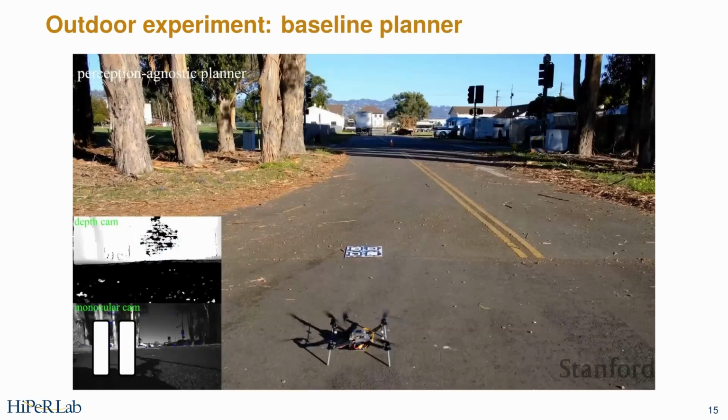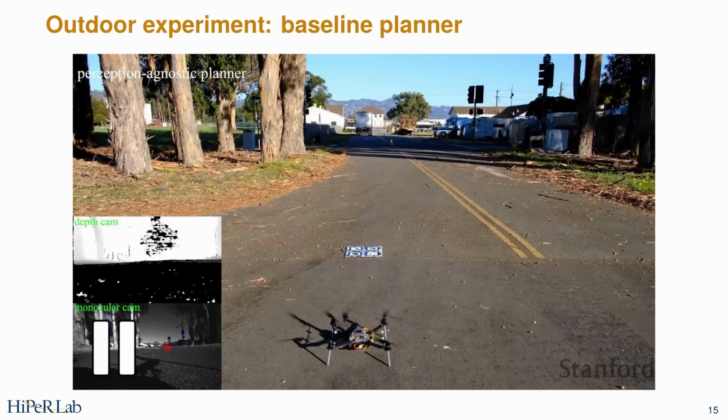So what's nice about this is this gives us cool behavior. So this is our baseline planner. This will be a drone taking off. We're tasking it to fly 30 meters down the road. This image at the left here is the depth camera, and on the bottom is the monocular camera we're using for feature tracking.